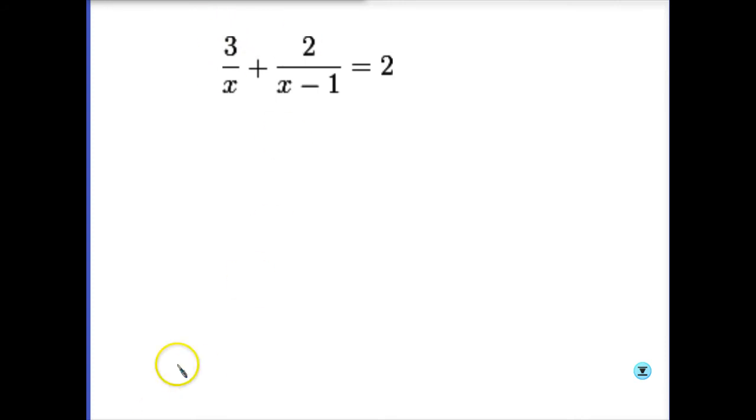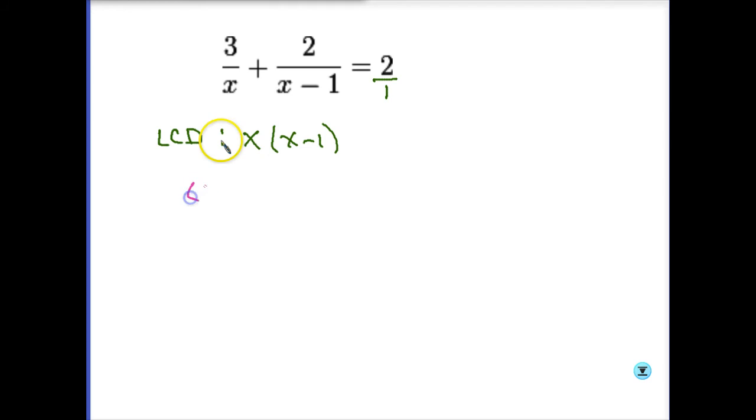Okay, so I think hopefully you understand how to get the LCD, but the LCD is going to be x, and then we need an x minus 1, and then 1, but anything times 1 is just 1. So that's going to be our LCD, and I'm just going through this in case you didn't get this part.